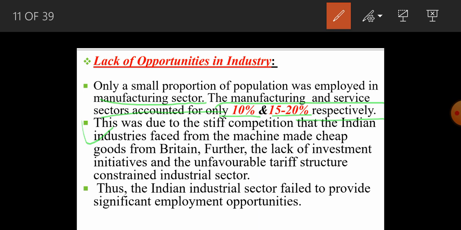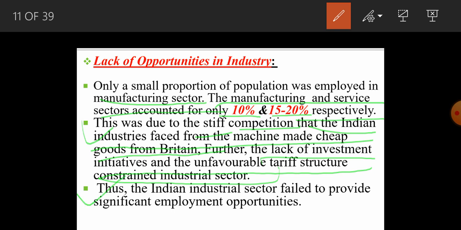Next is, this was due to stiff competition. This was due to the very tough competition that Indian industries faced from the machine-made cheap goods from Britain. And why was it happening? Because Indians were forced to work and compete with the machine-made goods of Britain. Further, the lack of investments, initiatives, and the unfavorable tariff structure constrained the industrial sector. And later on, the tariff policies, which we have already seen, were discriminatory tariff policies introduced by the Britishers. There was also a lack of investment. All these, in totality, totally stopped the growth of the industrial sector.